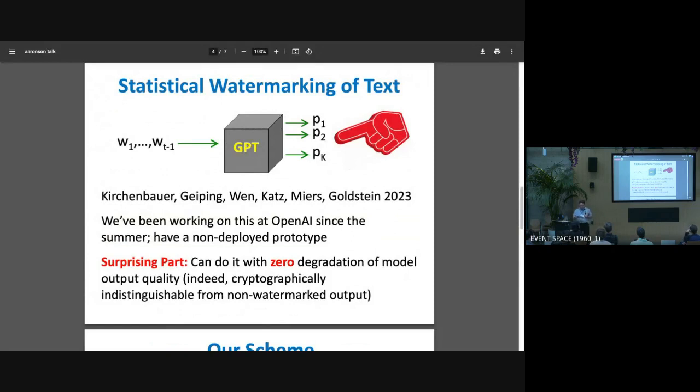I would say that the main thing we found that's surprising or non-obvious to people is that it is possible to watermark with zero degradation of model output quality. So with the output being computationally indistinguishable from normal GPT output.